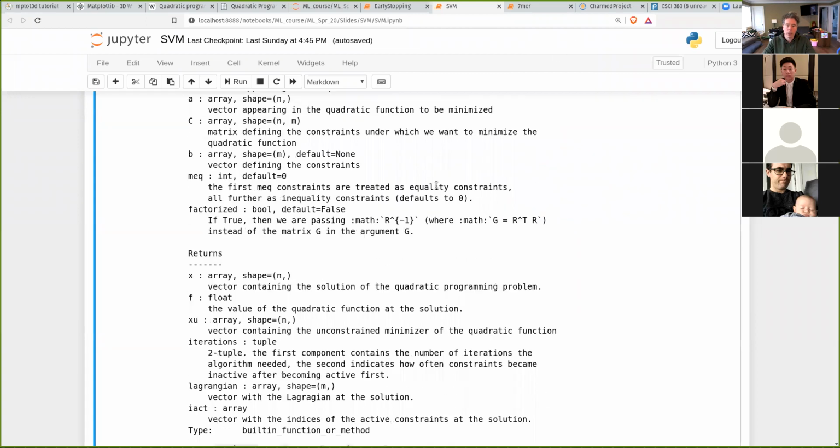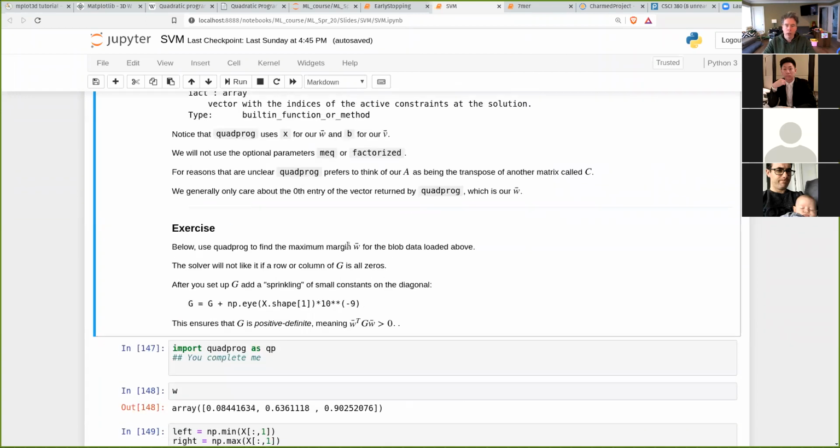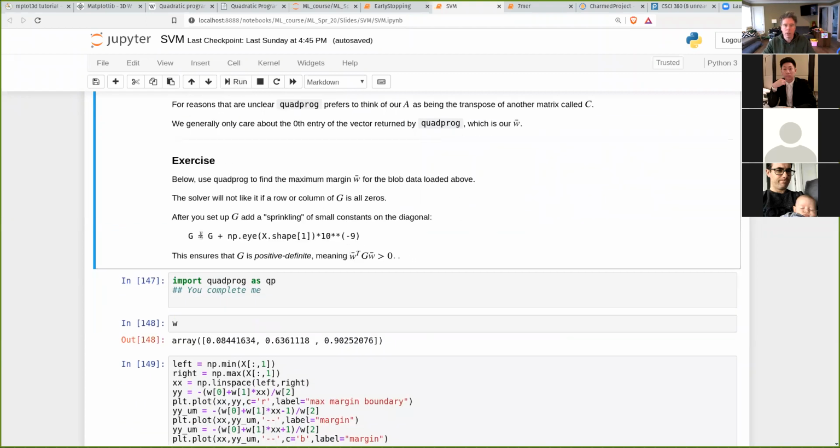You just have to do this. So this is explaining what to do. Once you've cooked up G, just add a little sprinkling of positive but negligible numbers to the diagonal. That's what this will do. It just adds like 1/1,billion to every element on the diagonal, so it doesn't affect the optimization too much, and it makes G positive definite instead of positive semi-definite.